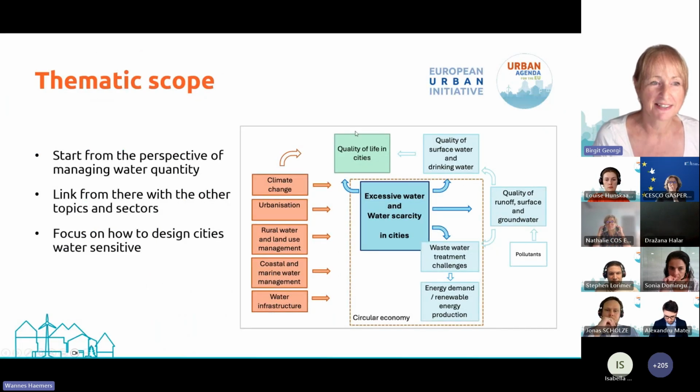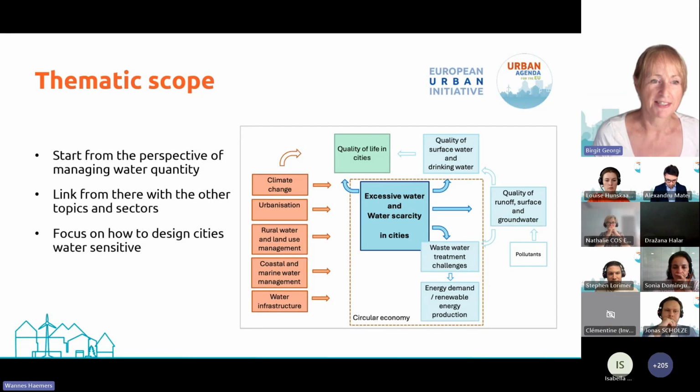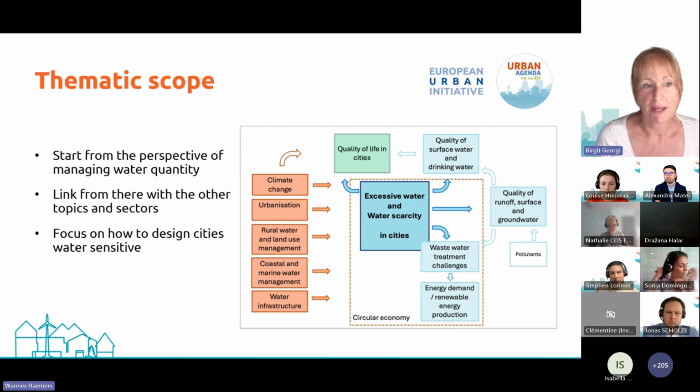Many cities experience too much water or too little water. And it's not that the south has too little water only and the north has too much water only. At different times over the year, many cities are challenged by both. And that makes it extremely difficult to manage with conventional approaches. Major drivers of the situation are climate change, but also new urbanization patterns, urban sprawl, land use management, but also the state of water infrastructure.